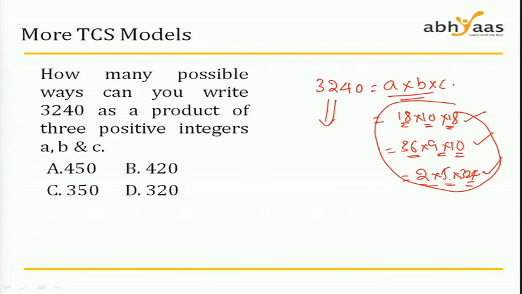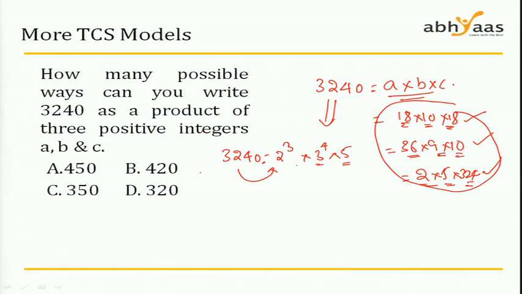So the first step to do in these kind of problems is write down 3240 in a standard form. We discussed in our class what standard form is. Standard form is expressing the number just as a product of prime numbers. So if I write it down as standard form, I can have 2 cube into 5 into 3 power 4. Let me check this. 3 power 4 is 81. 81 into 5 is 405.